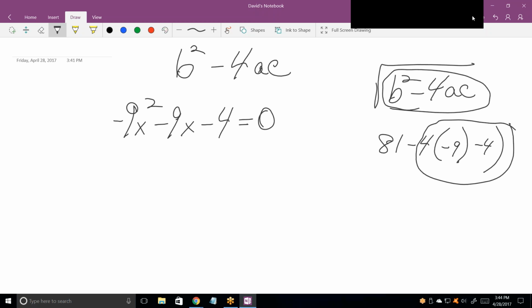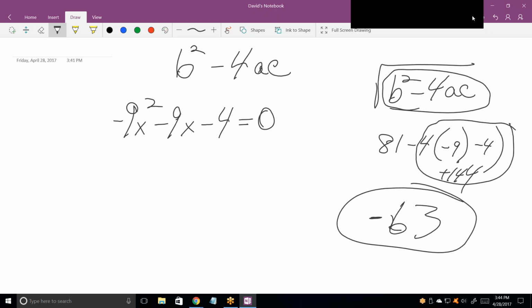Okay? When you did that, you got plus 144, right? Yeah. So then you subtract 144. So it's 81 minus a plus 144, which gives you negative 63. So that is the discriminant. So what does that tell you about the solutions?